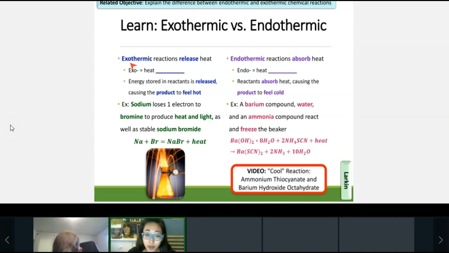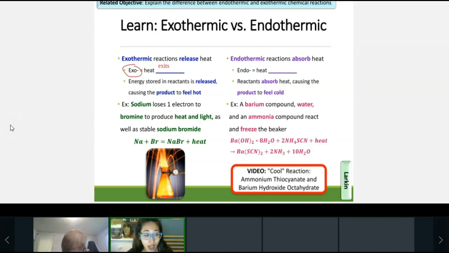A good way to remember this is exo means what? What does the prefix exo look like? Let's focus in the chat, please. Yeah, it looks like the word exit. So in this case, heat exits. And if heat is being released and exiting, that means that it actually feels hot.